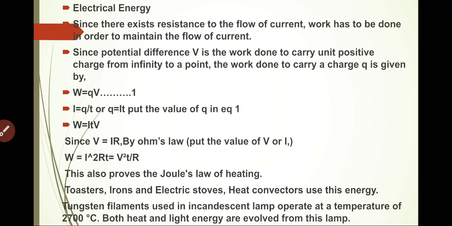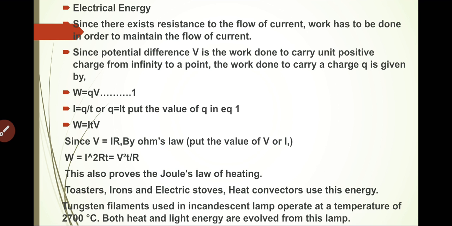After that, what is electric energy? Electric energy means there exists resistance to the flow of current. Work has to be done in order to maintain the flow of current. So potential difference V is the work done to carry a unit positive charge from infinity to a point. The work done to carry a charge Q is given by W is equal to QV.